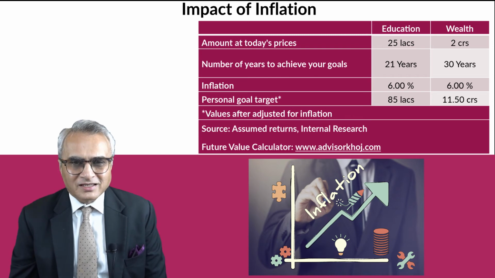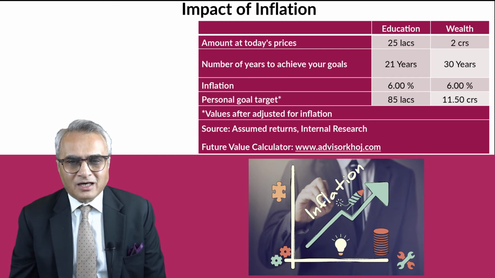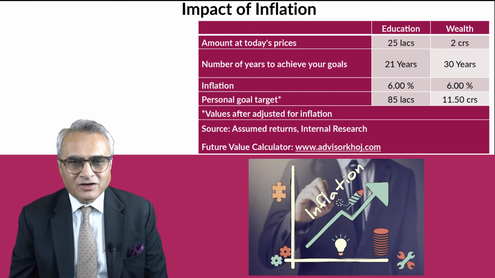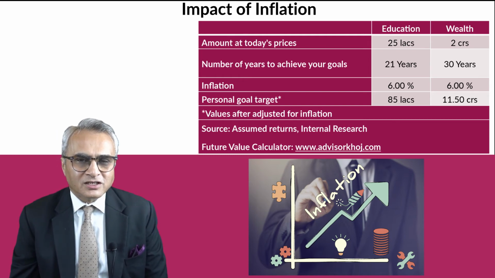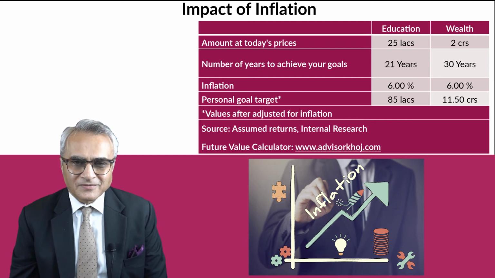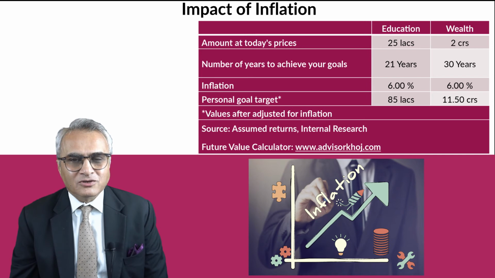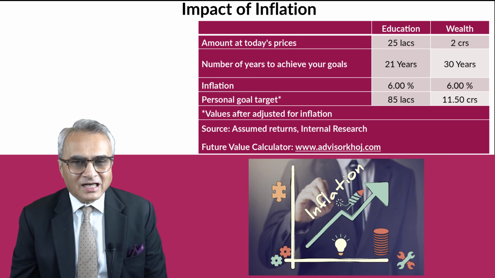So what the investor has to do is, after taking into account the impact of inflation, start saving to accumulate 85 lakhs over the next 21 years for that particular goal of education of his kids. Similarly, he will have to start saving and investing to accumulate wealth of 11.5 crores and not 2 crores, to accumulate that corpus for his retirement after 30 years.